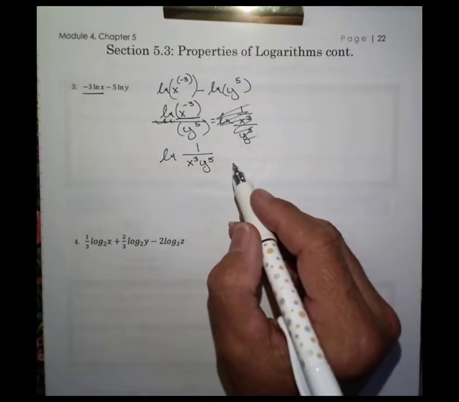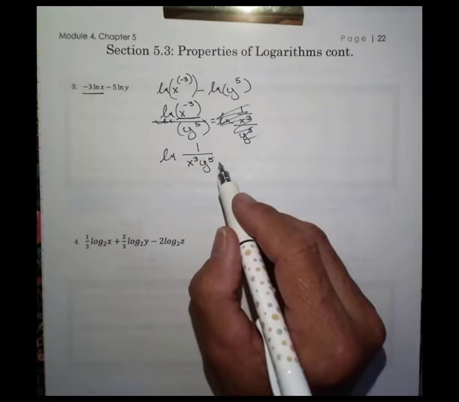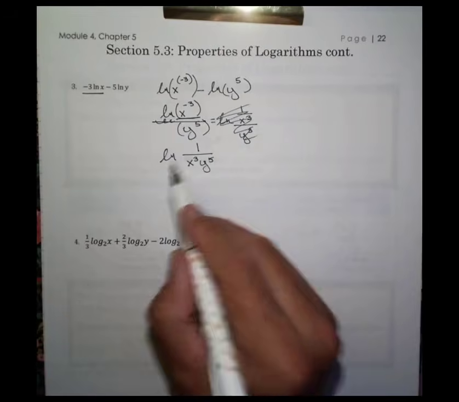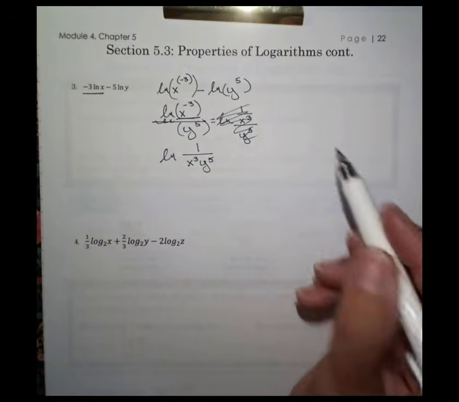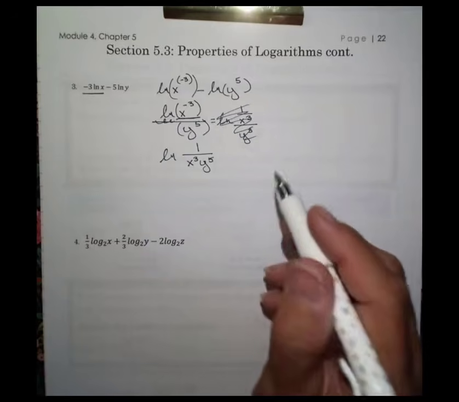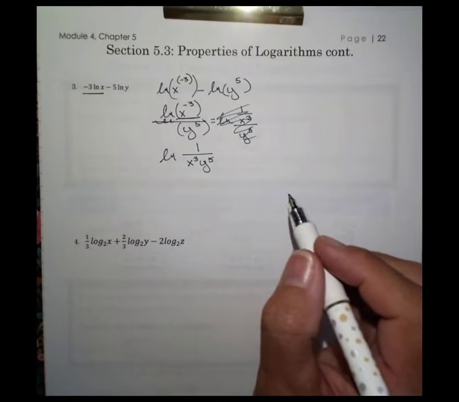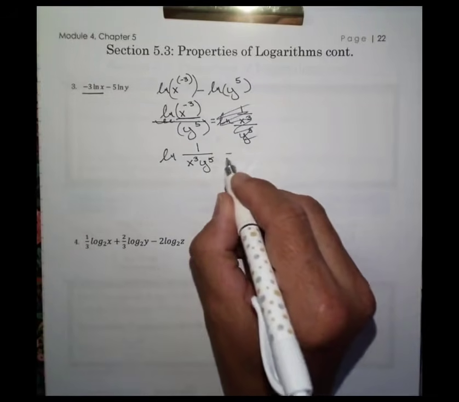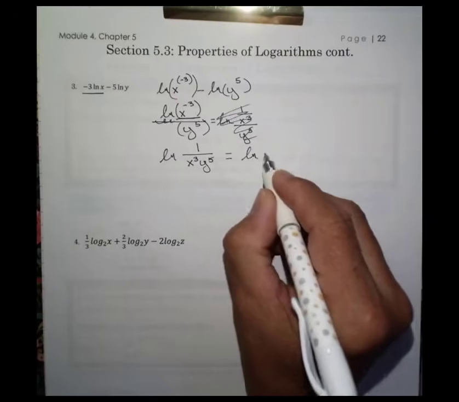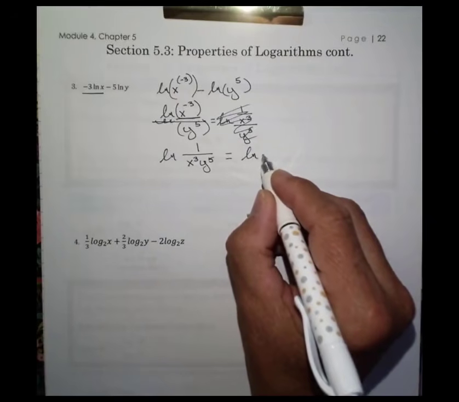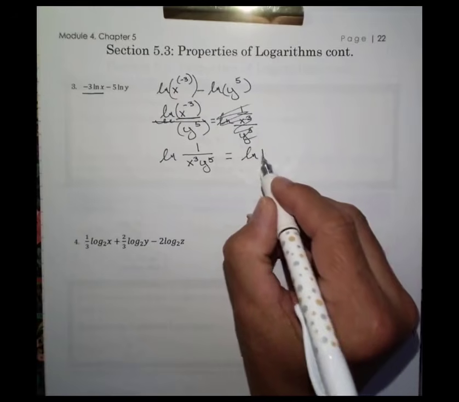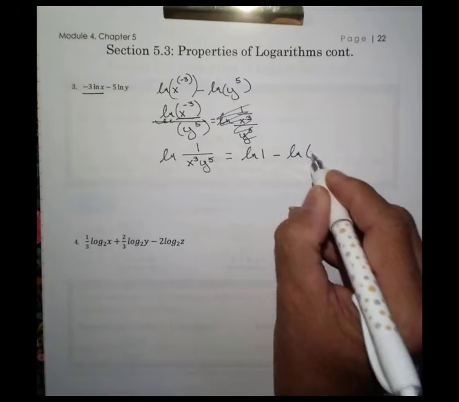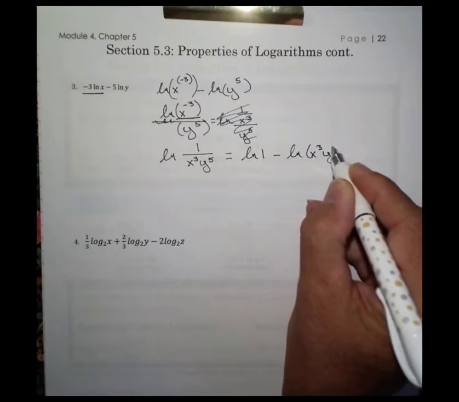All right, now, what can I say with this? Well, this is interesting, because anytime you have the log of 1, log base 10 of 1, the natural log of 1, log base 7 of 1, it is always equal to 0, right? We know that. So what I can say is I can take this back out now and make it even simpler than it is right now. I can say this is the natural log of 1, and it's going to be minus the natural log of x cubed y to the power of 5.